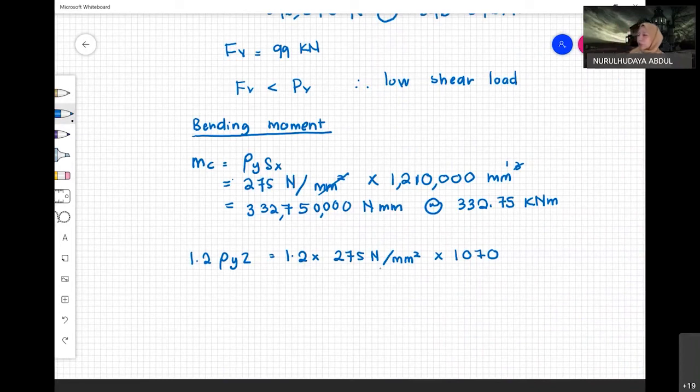Dalam table tu kalau tengok kat atas dia ada units. Ditulis centimeter cube. So bila centimeter cube kita kena tukar dia jadi millimeter cube, darab 1000.